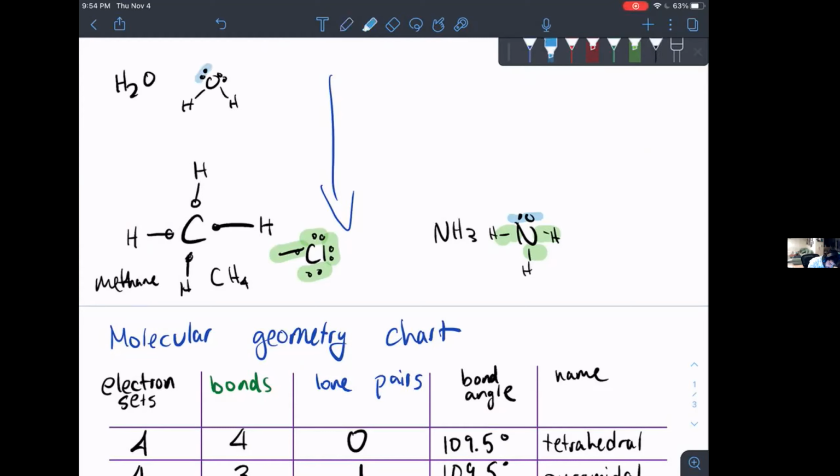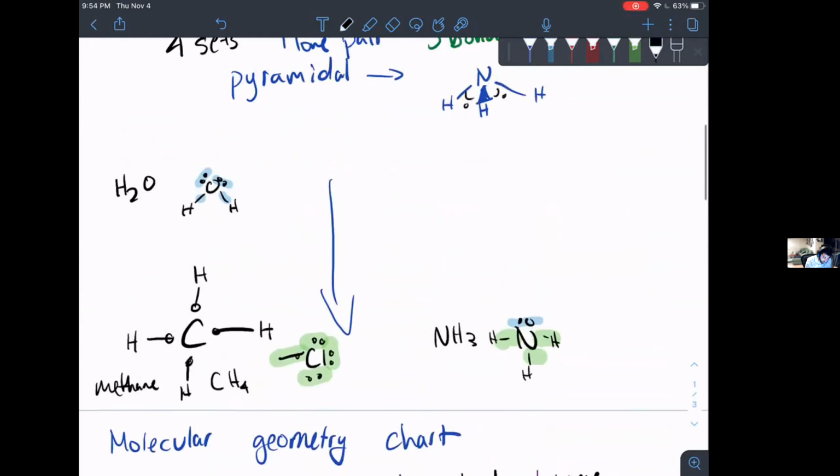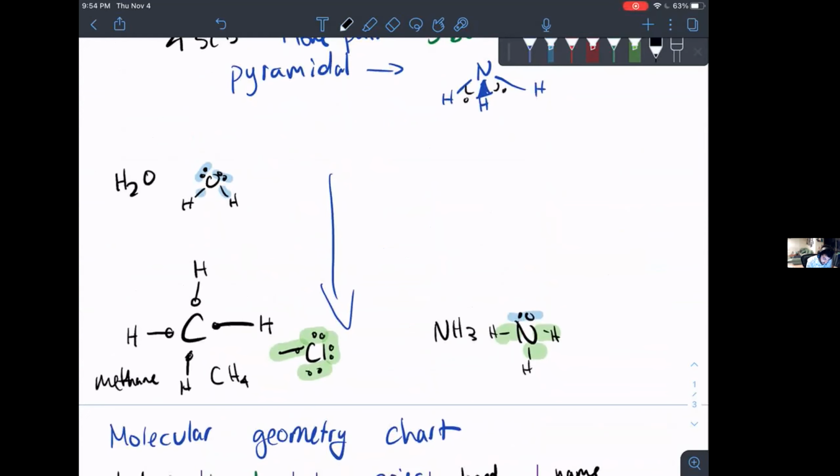And if we count this out, we have 1, 2, 3, 4 sets, but they're split evenly, 2 and 2. So we're going to go 4, 2, 2. You guessed it, 109.5. Little PS, water is a bit different. The bond angle is going to be actually a bit tighter. Water is special, but we don't have to worry about that right now. And we'll call the shape bent. It's called bent for pretty obvious reasons. It's kind of, well, bent.